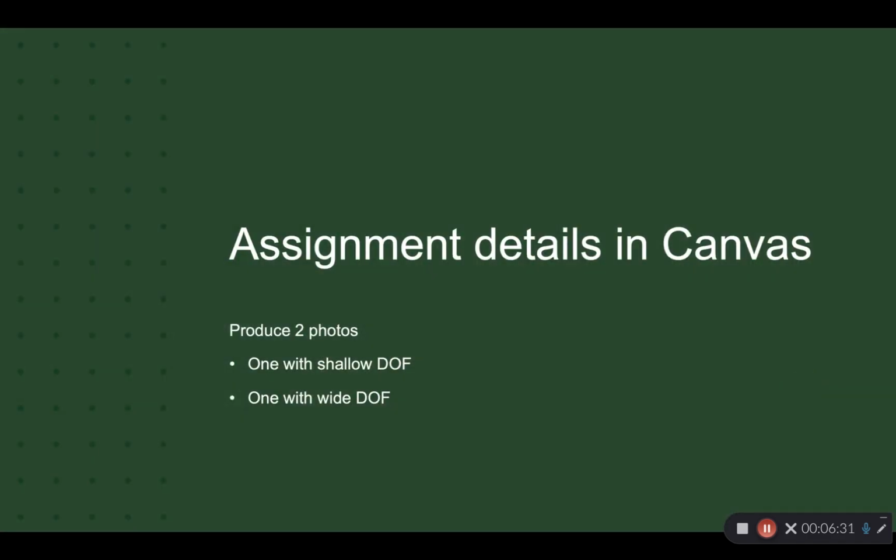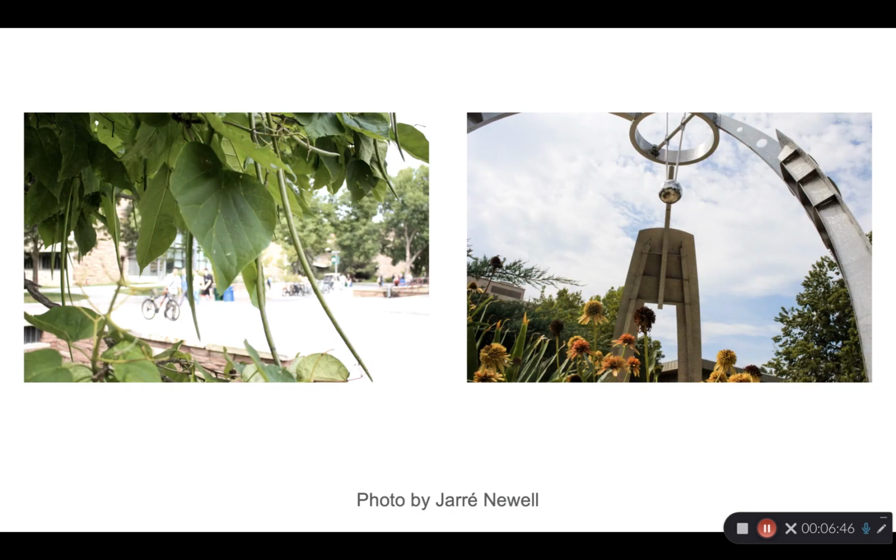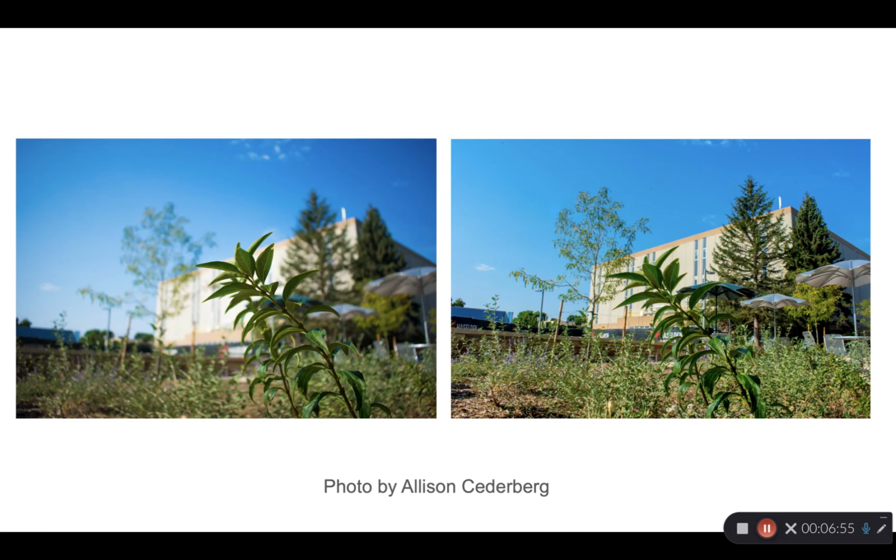So the assignment details are in Canvas, but you're basically going to produce 2 photos of the same subject, one with shallow depth of field, one with wide depth of field. You should do this by varying the aperture. And here are some examples other students have done. Plants in front of Newton's arrow sculpture is a good example. Out in front of the behavioral sciences building. Here's the classic example. Wide open aperture on the left, closed down all the way on the right, and that's the only difference in these 2 pictures. We see much deeper depth of field in the right image.